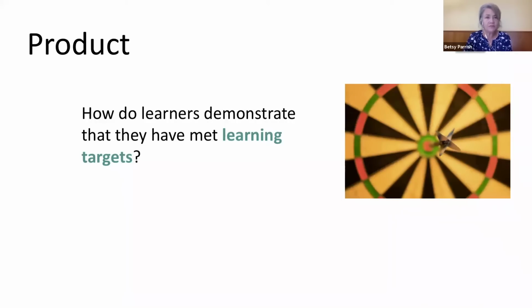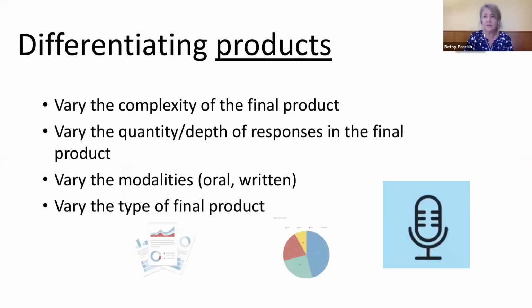To be more inclusive, we want to provide learners with options for demonstrating their understanding of the outcomes for a particular lesson. So this could be done by varying the complexity of the final product. For example, if you do writing, some students may write with a paragraph frame, where you give them a skeleton of an essay with, let's say, the key academic terms in there, and they fill in the content. Or you might vary the quantity and the depth of responses for a final product. We can also vary the modality. Some students do something in writing, some do audio, some do video.